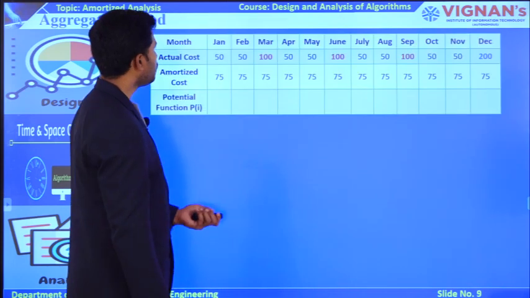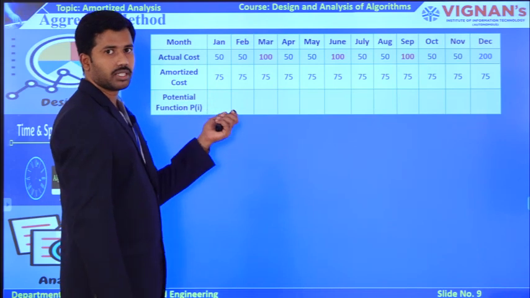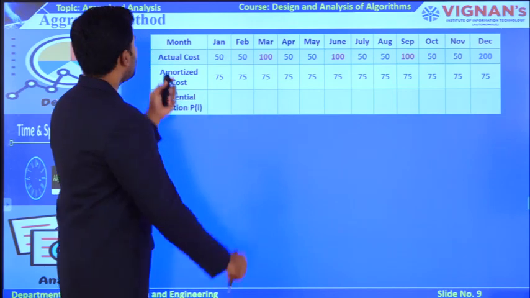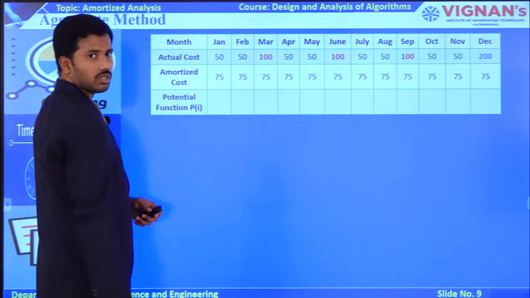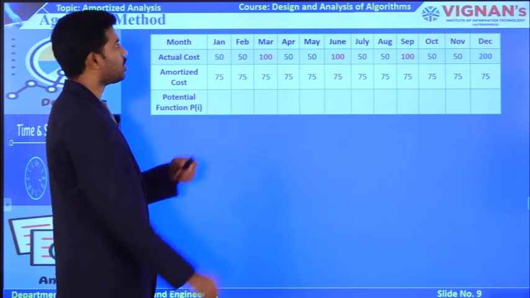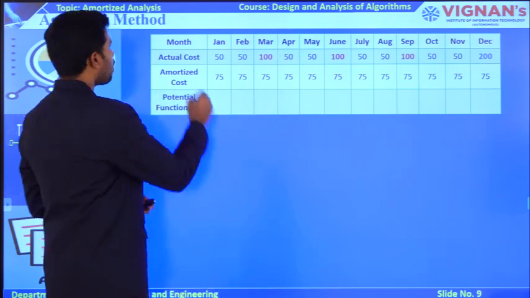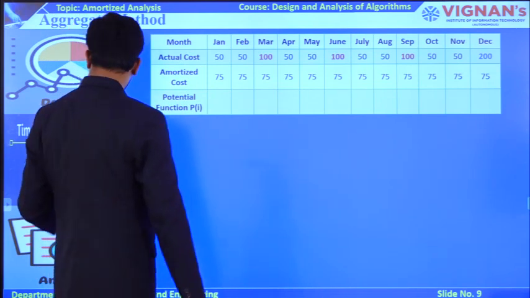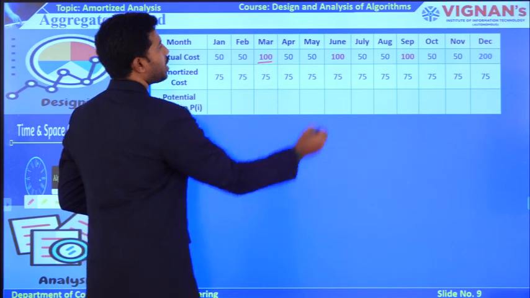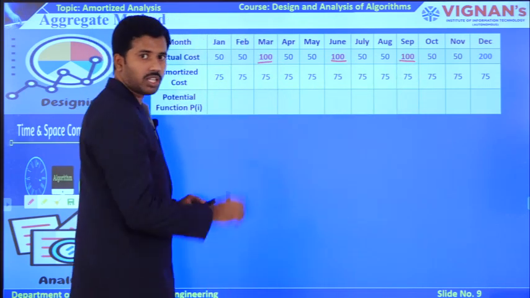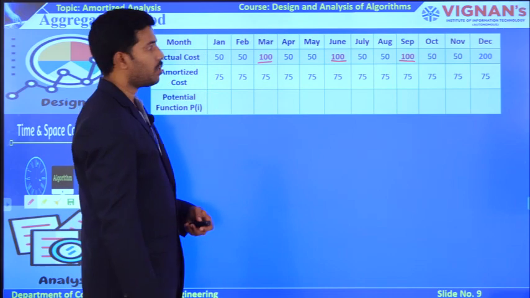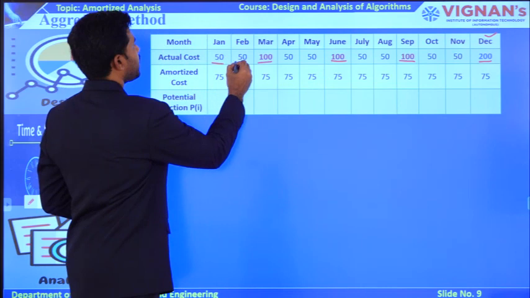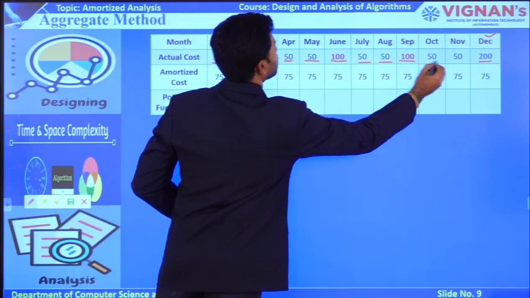Okay. Now, this is my tabulation method. I have converted my example into a tabulation. First one, months. A year has how many months? From January to December, I have taken all the months. Now coming to the second parameter, actual cost. How to get the actual cost? In the example they gave, they are charging 100 for March, June and September. All the values I have arranged in a tabulation form. And they are charging 200 for December, and for the remaining months the actual cost is 50. In the example itself, they gave everything.